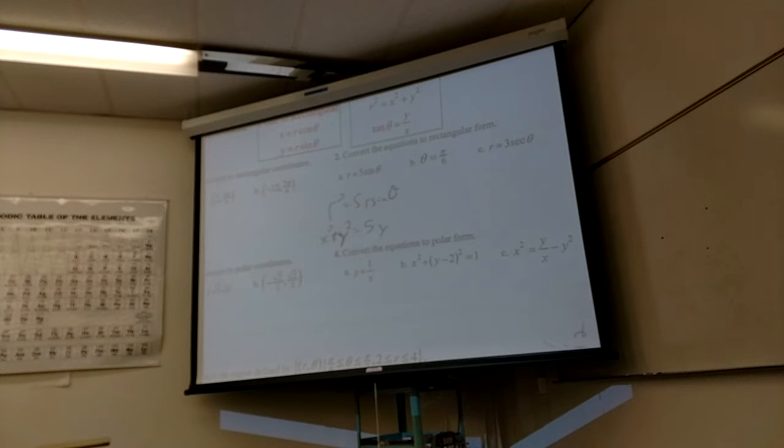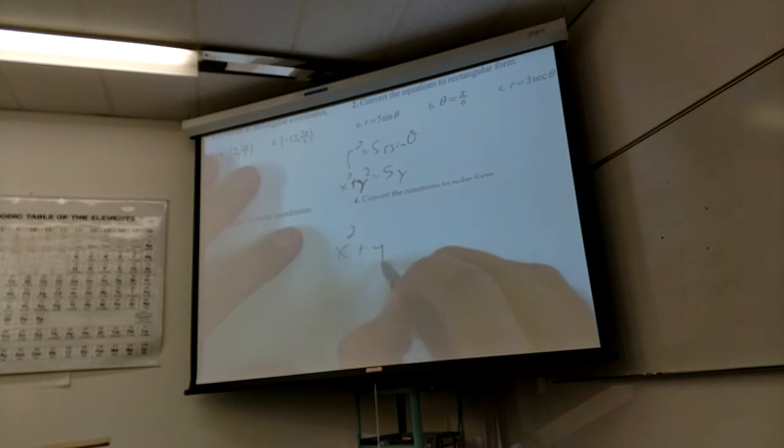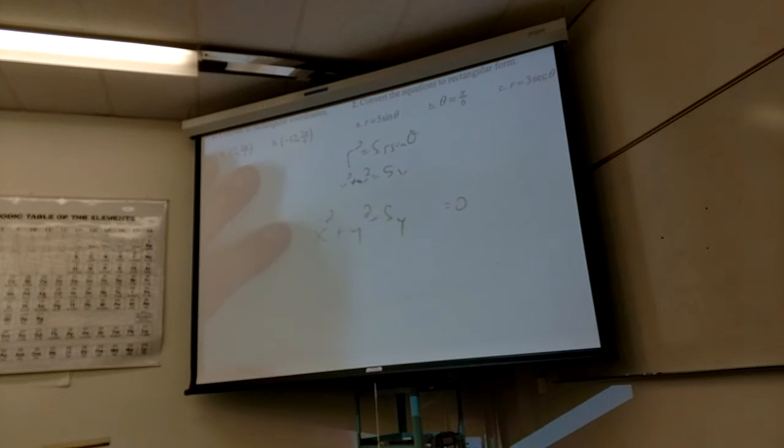You guys remember that? So it'd be x squared plus y squared minus 5y equals 0. Half of 5 is 5 halves, squared is 25 fourths. It's not an ellipse, because the x squared and y squared have the same coefficients. It's definitely going to be a circle. It's just a question of where it has moved to.